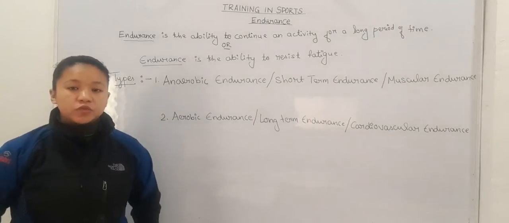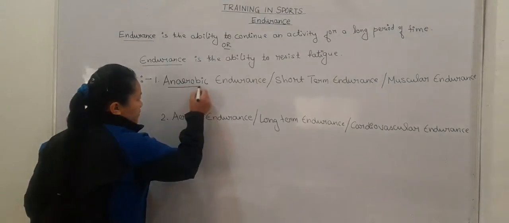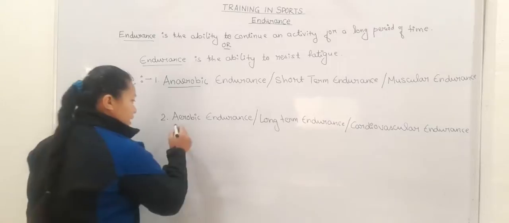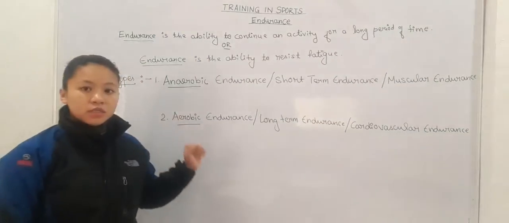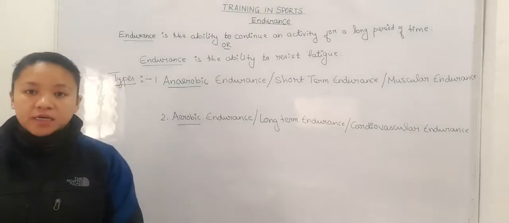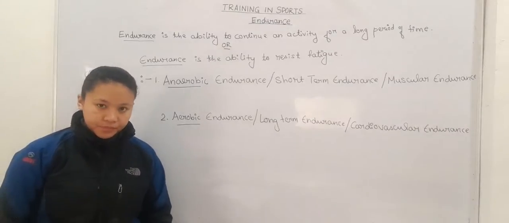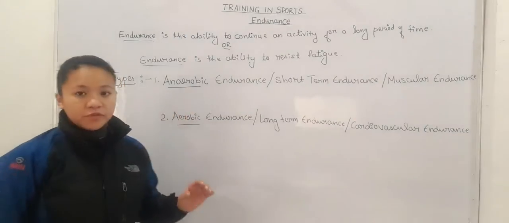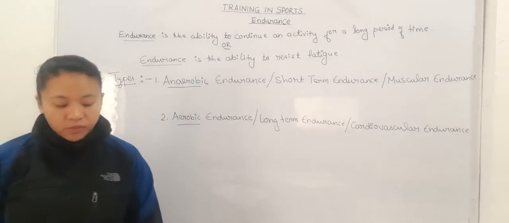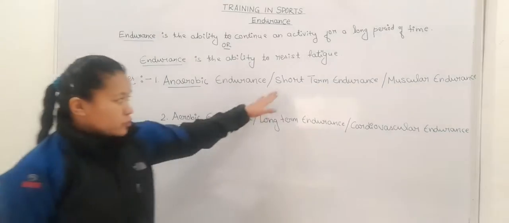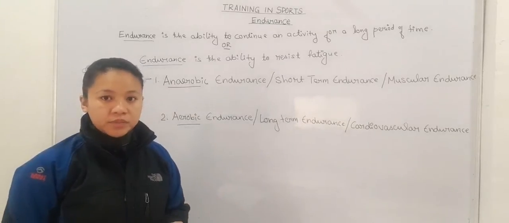Anaerobic means we do the activity in the absence of oxygen, and aerobic means presence of oxygen. So in anaerobic endurance we do the activity in the absence of oxygen. The speed is maximum. We do the activity for a short period of time, and the intensity is more. It is also known as short-term endurance because we do the activity for a short period of time.